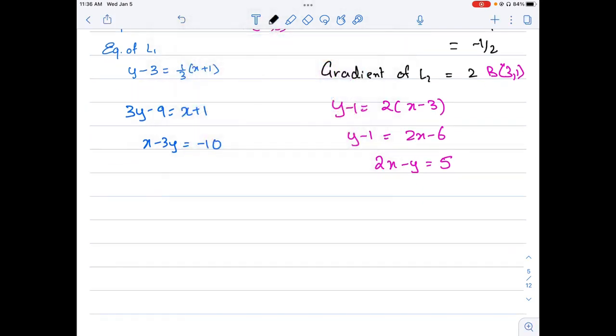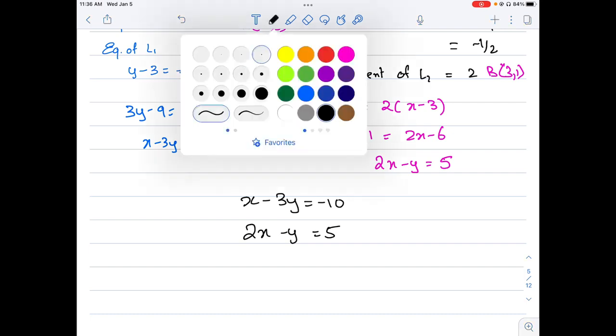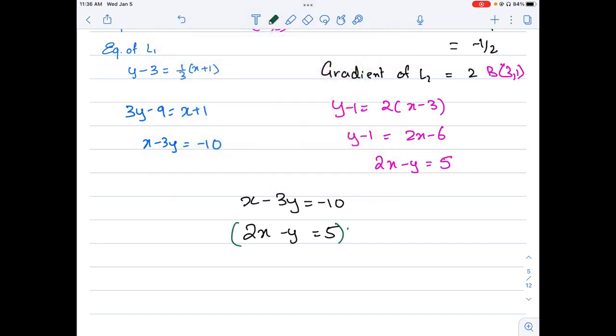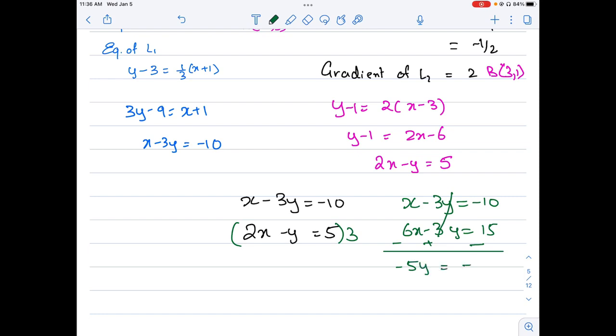x minus 3y is equal to negative 10 and 2x minus y equal to 5. So I have to solve them. What I can do is multiply the second equation with 3. So the first equation is x minus 3y is equal to minus 10, and 6x minus 3y equal to 15. Then subtracting, minus 5y is equal to minus 25. y is equal to 5.